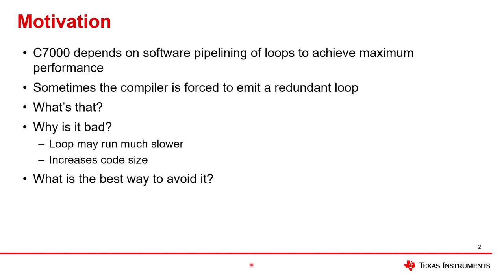Why is it important to understand redundant loops? Well, the C7000 depends on software pipelining of loops to achieve maximum performance. Sometimes the compiler is forced to emit something called a redundant loop. And this video is about, well, what's that? Why is it bad? We'll explain that it means the loop can run a lot slower and your code size has gone up. And what's the best way to avoid this? What do you do about it?